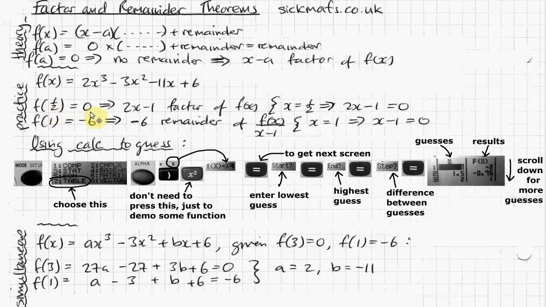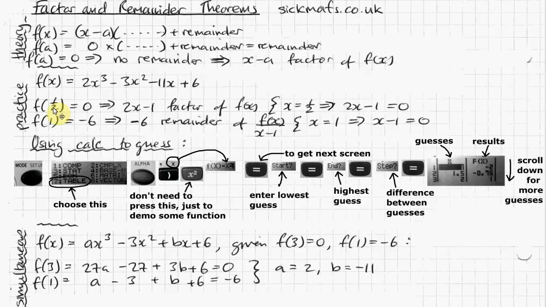Look out for 0 for the factor theorem, and just rearrange x equals blah blah blah to equal 0, and then you know what the factor is. The answer immediately tells you what your remainder is, and if you want to know what you divided by, then you just make x equals blah blah into equal to 0, and you've got the thing that you divided by.